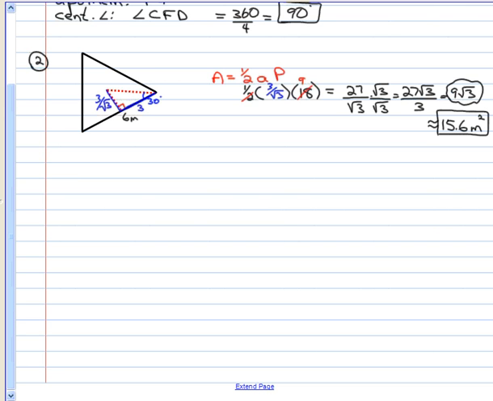Be comfortable getting those exact answers too. Number 3. You can get to the answer earlier, and that's what they want. But you should be comfortable being able to do the exact answer.